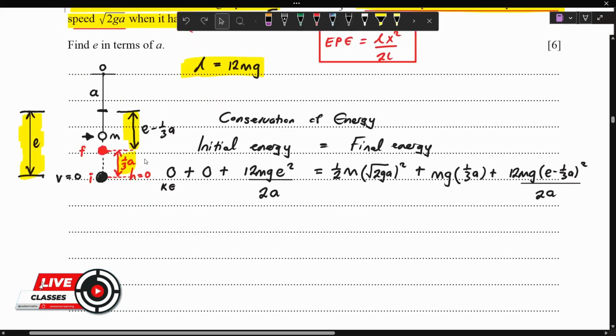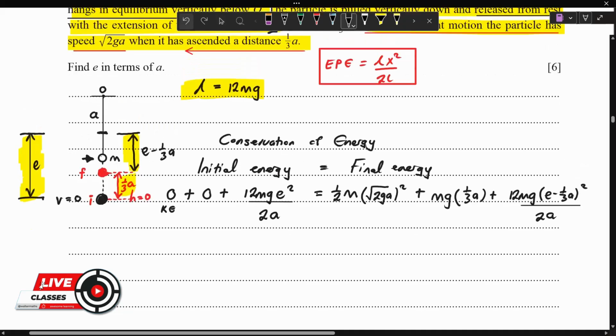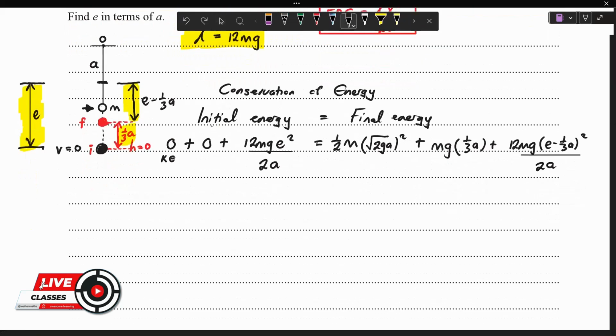What we now need to do is simply simplify what we got. Starting with this part, 2 goes into 12 how many times? 6 times, right? So we're going to be having 6mg e squared over a. That's what we have here, and that's equal to, we can simplify this part. Squaring this, we get 2ga. Half times 2ga is ga. So we'll be having mga from simplifying this part.